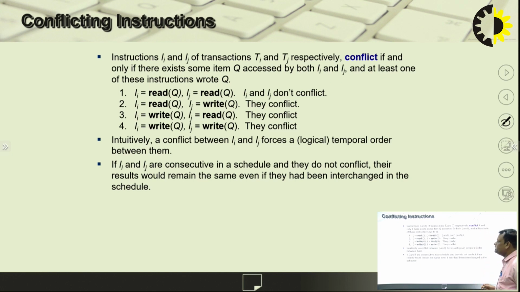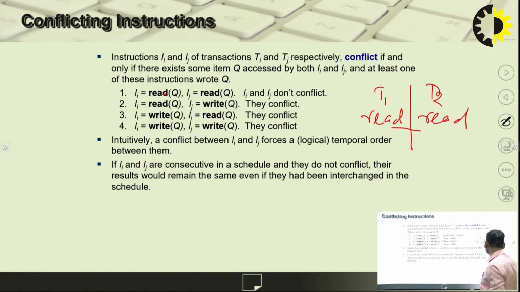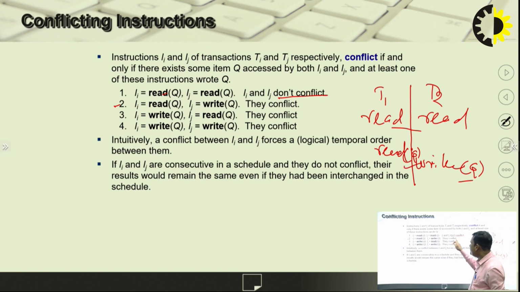Conflicting instructions basically have four conditions. First, the first transaction is read and the second transaction is read: T1 reads, then T2 reads. This is known as a non-conflict instruction. The second condition: the first is a read and the second is a write on the same data item Q, which is written in the T2 transaction. This is known as a conflict instruction.